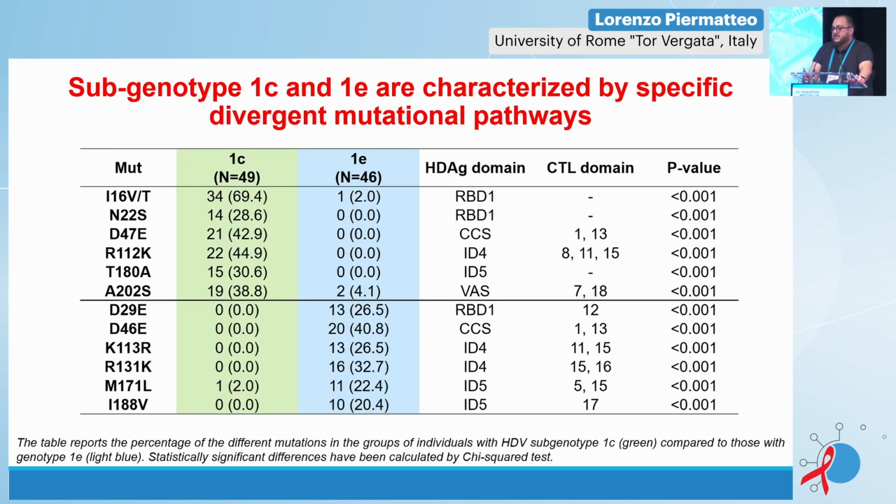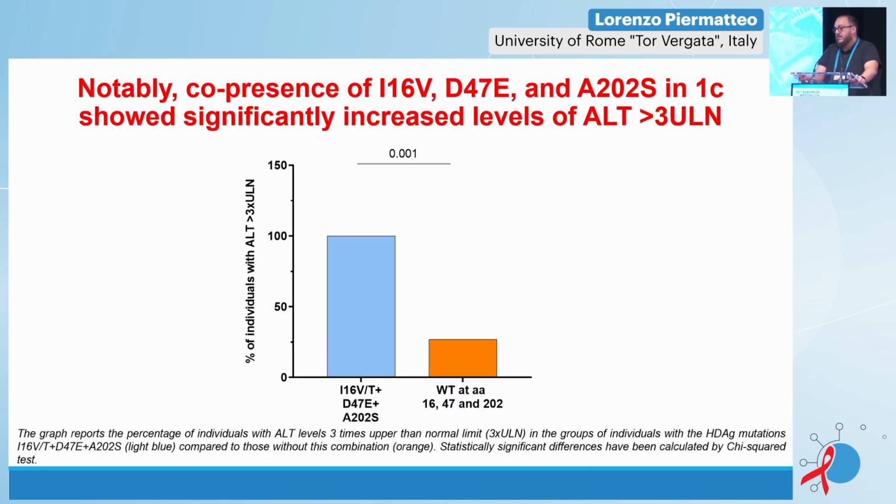Moreover, we characterized the mutational pathways of subgenotypes 1C and 1E, and we found different mutations that are characteristic of these two subgenotypes. Notably, we observed that the co-presence of these three mutations, 16V, 47E, and 202S, in subgenotype 1C is associated with increased ALT levels, suggesting how an accumulation of these mutations can increase the hepatic damage.